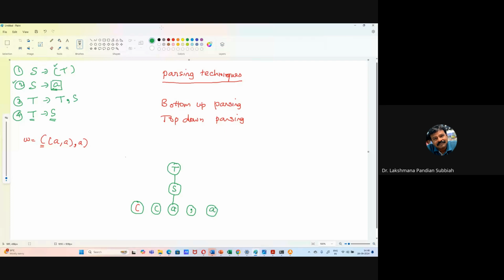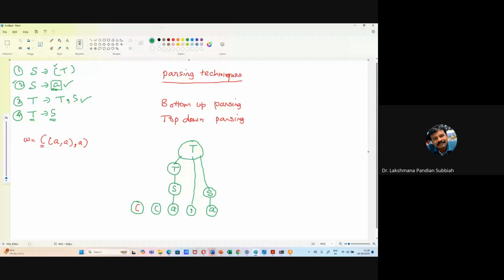Now this symbol is matched with the second production rule. Now we can have a handle and we can reduce that one as S. Now you see this T and comma and S is a substring that is matched with production rule number 3. So we can reduce that one into T.